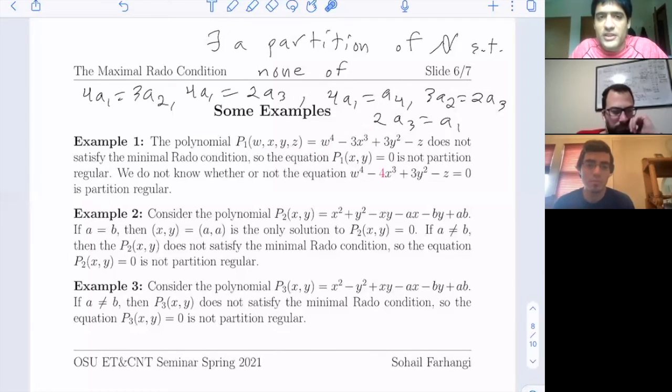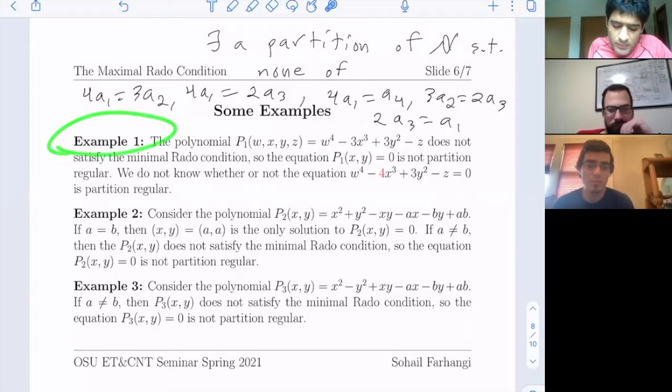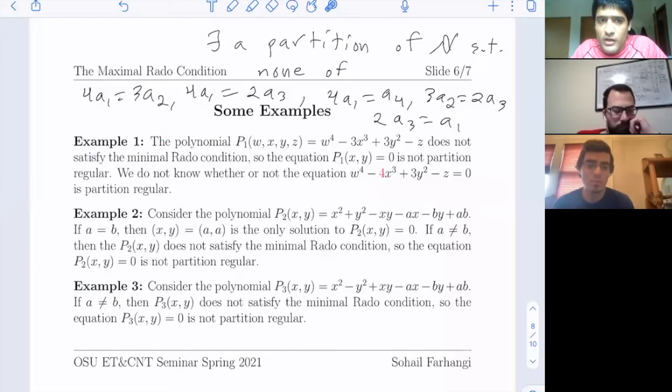So then by what we said on the previous slide, if you only have Rado functionals of order 0, and all of your Rado partitions are distinct singletons, then you will not have an invertible solution in Zp, so your polynomial is not partition regular. And I'm not going to go through these in as much detail as I just did with example 1. So are there any questions about example 1, or would you like me to review or reiterate any part of it before I continue?